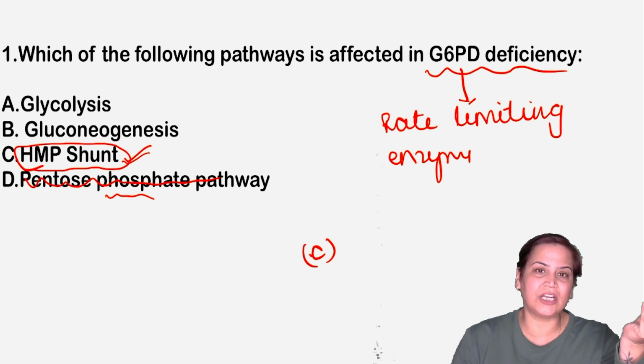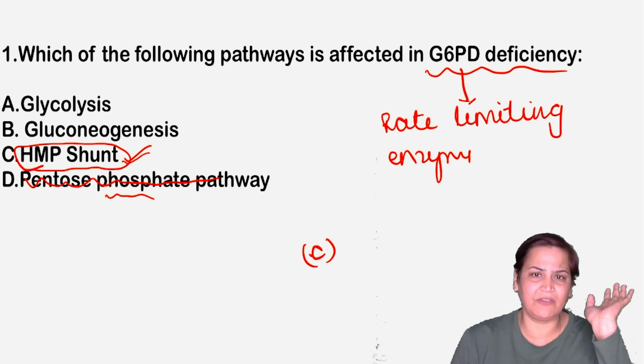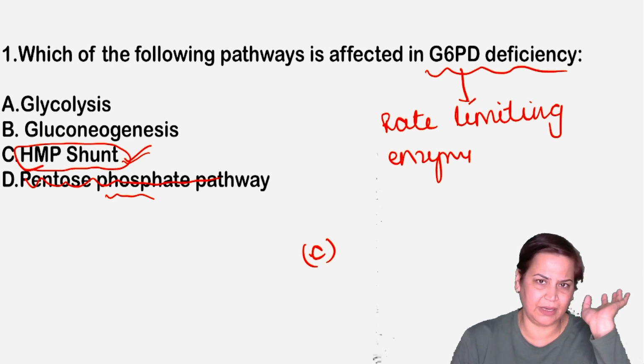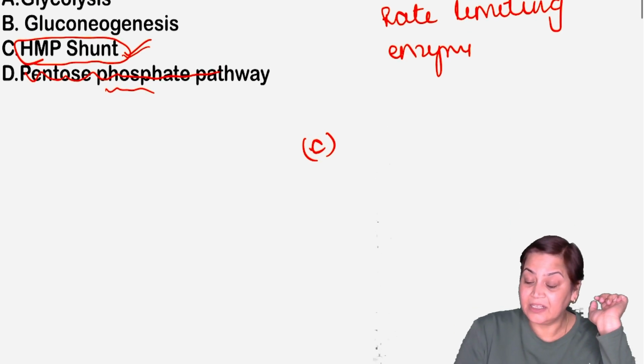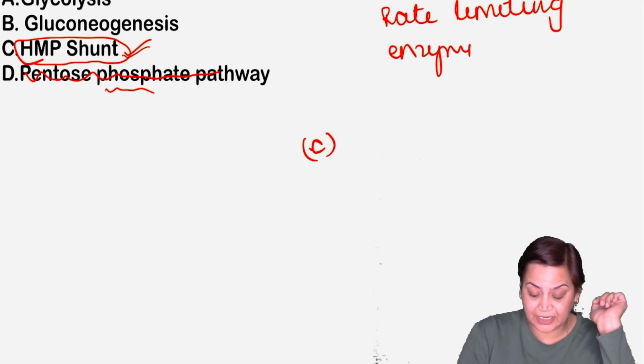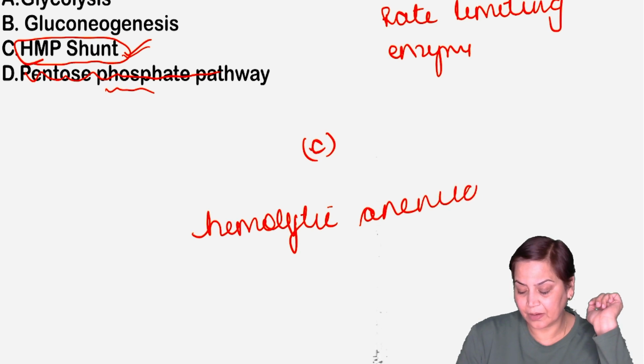And why is it a shunt? Why do we call HMP a shunt? Because a shunt doesn't have an end product. Always keep this thing in mind. Okay? So the answer will be C. And we know that the deficiency of G6PD leads to hemolytic anemia.